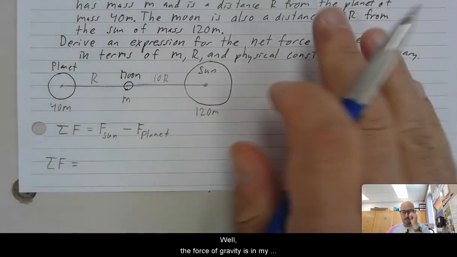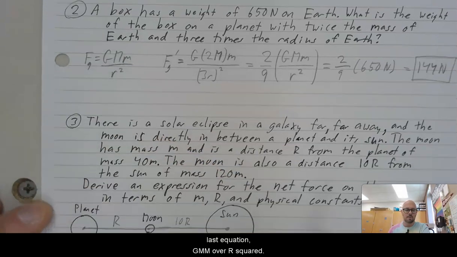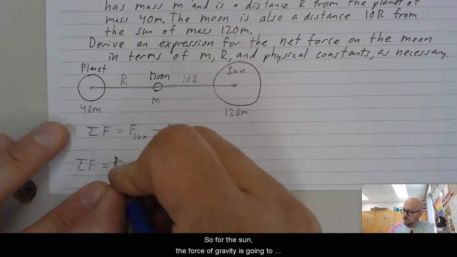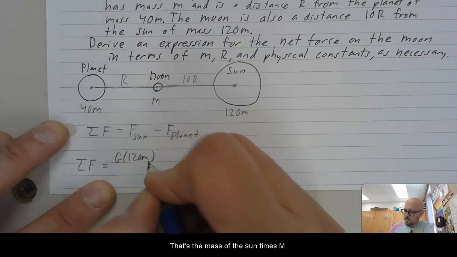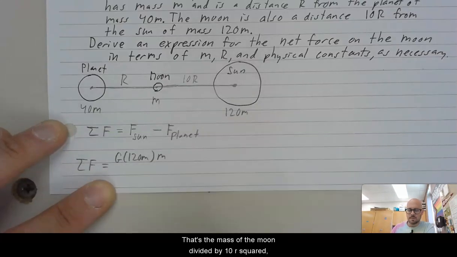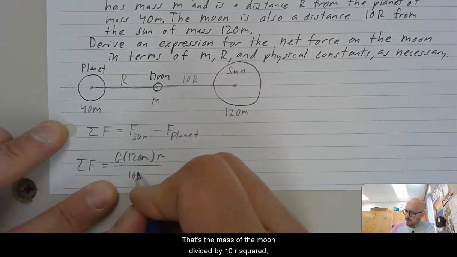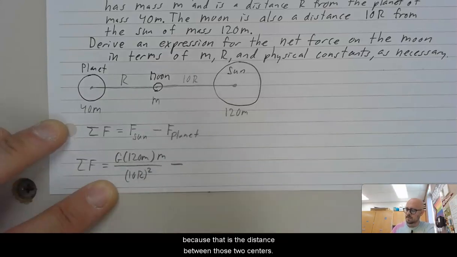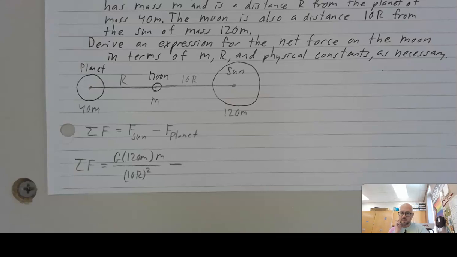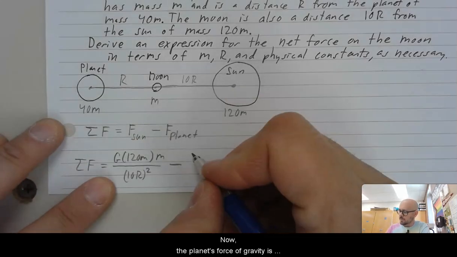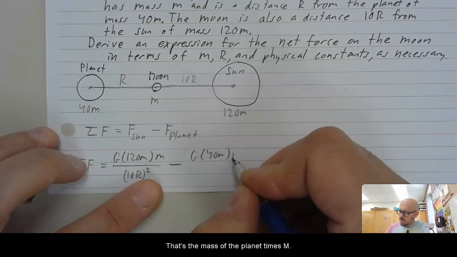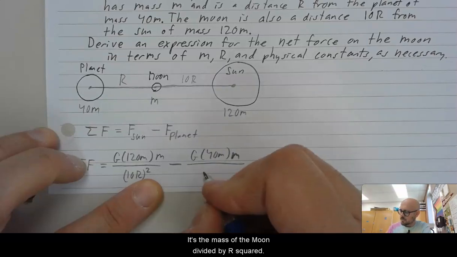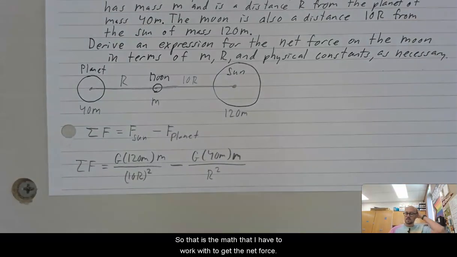Right. So now I have to figure out what the force from the sun is. Well, the force of gravity is, in my last equation, G m m over r squared. So for the sun, the force of gravity is going to be capital G times 120 m, that's the mass of the sun, times m, that's the mass of the moon, divided by (10r) squared, because that is the distance between those two centers. Same thing for the planet now. The planet's force of gravity is big G times 40 m, that's the mass of the planet, times m, that's the mass of the moon, divided by r squared. So that is the math that I have to work with to get the net force.